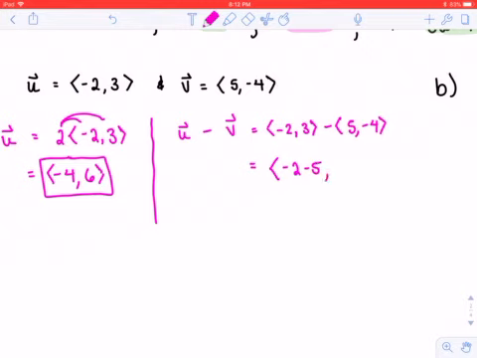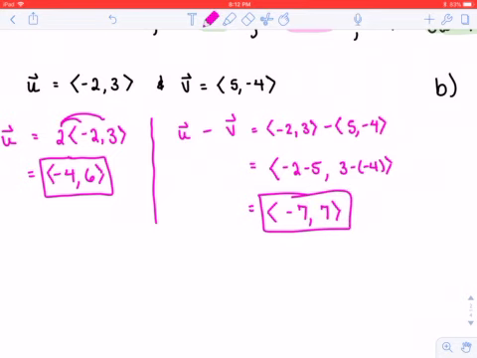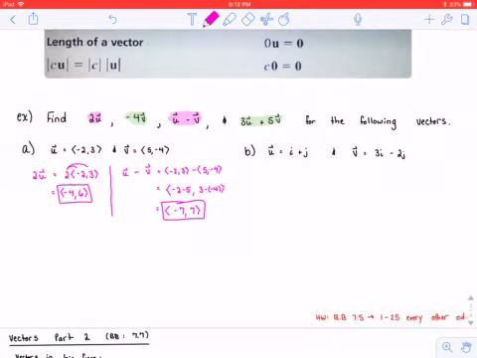I subtracted my two horizontal components. And I'm going to go 3 minus negative 4. So I'm subtracting my vertical components. So if you want to combine these by subtraction, you're going to get negative 7. And then 3 plus 4 is going to be positive 7. So I said common sense rules here. Okay, so that's you working with component vectors.